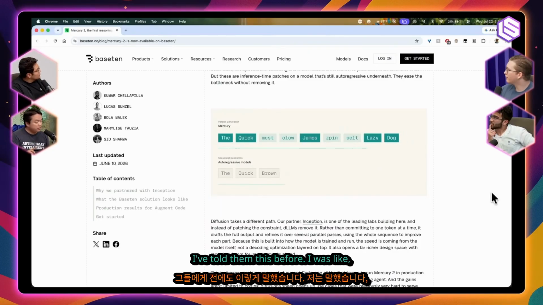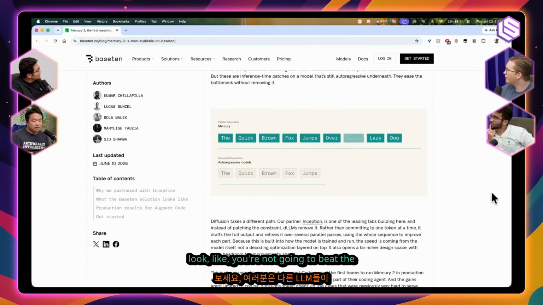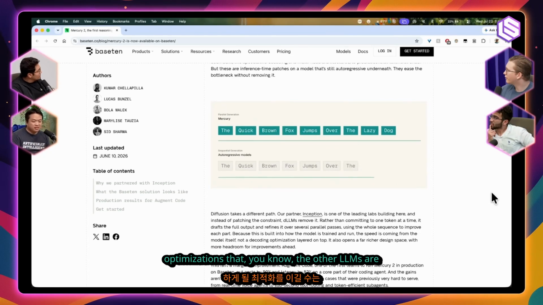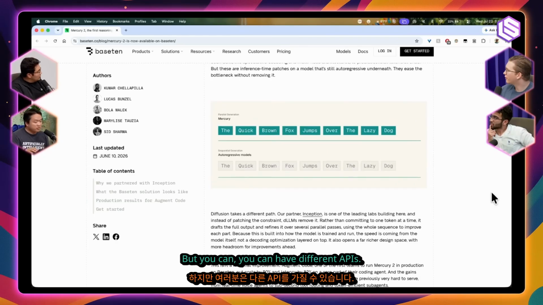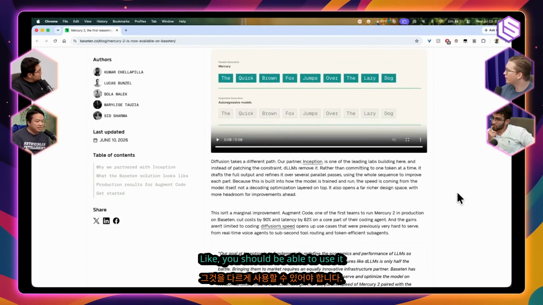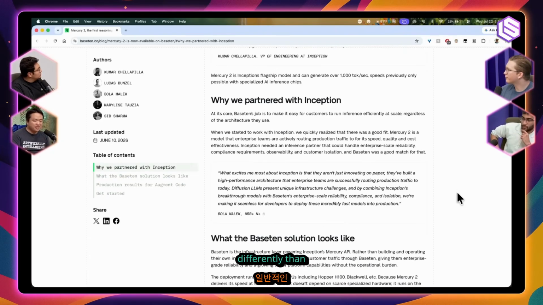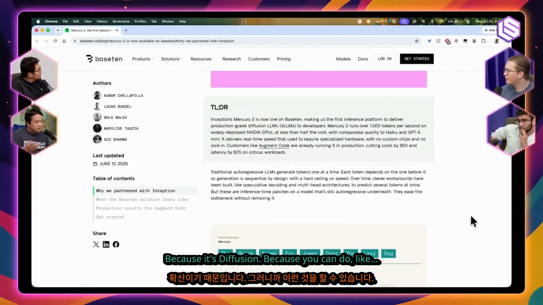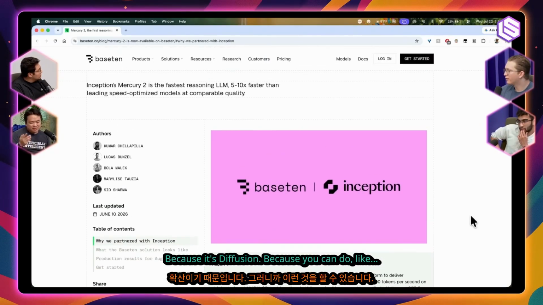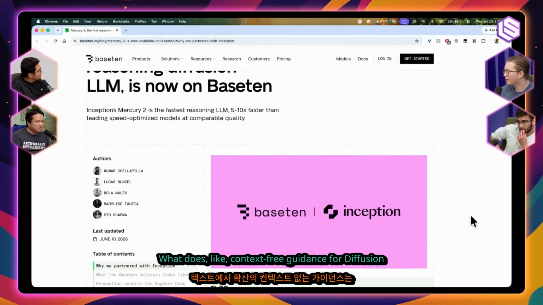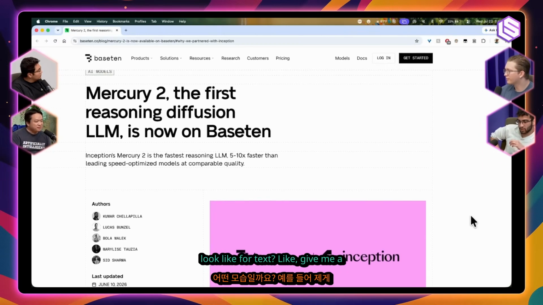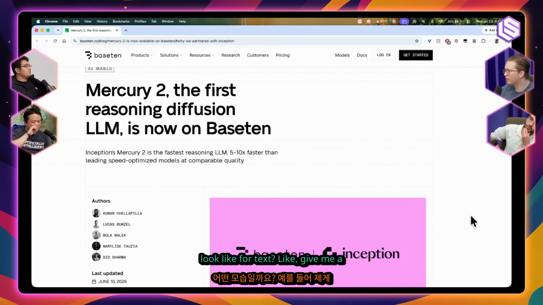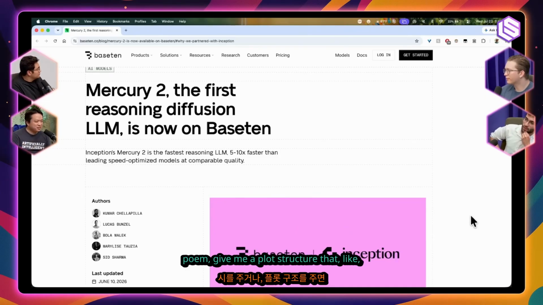I think it's the wrong marketing, and I've told them this before. I was like, look, you're not going to beat the optimizations that the other LLMs are going to do. But you can have different APIs. You should be able to use it differently than chat response. How so? Because it's diffusion, you can do, like, what does classifier-free guidance for diffusion look like for text? Give me a poem, give me a plot structure that diffuses into place.